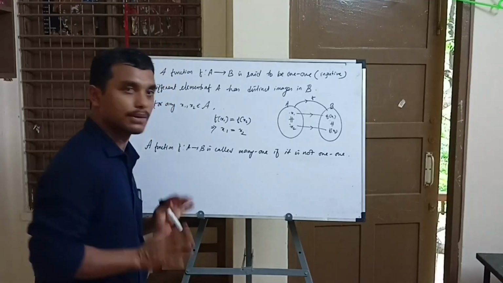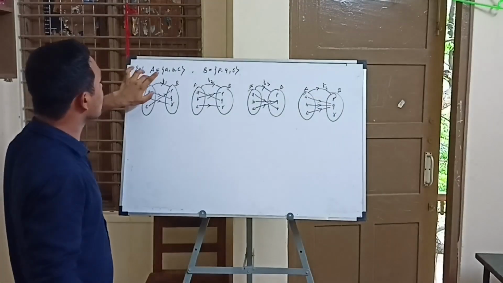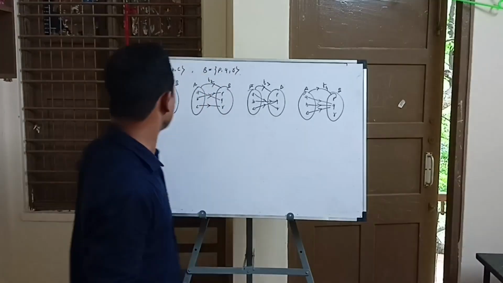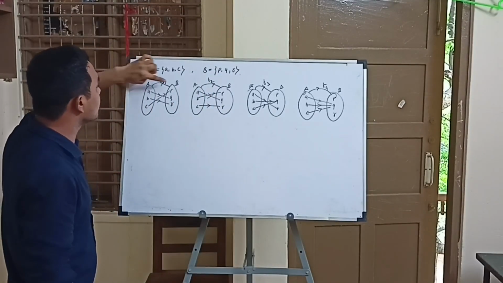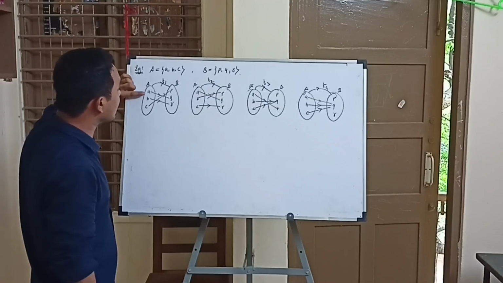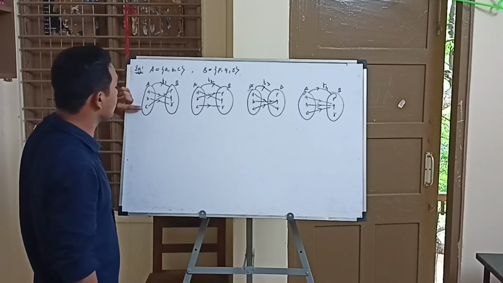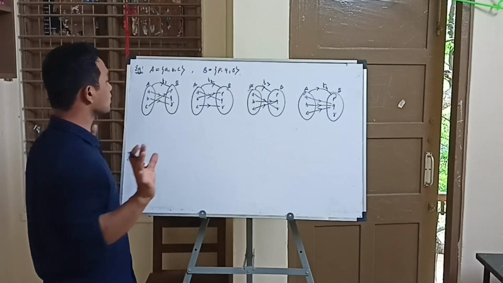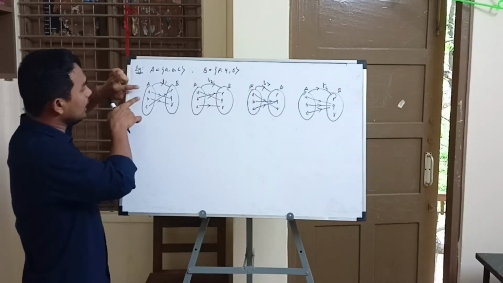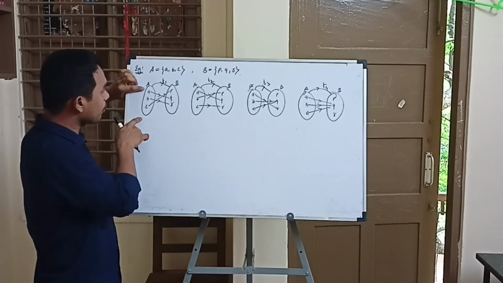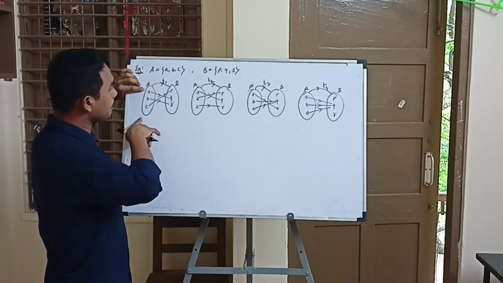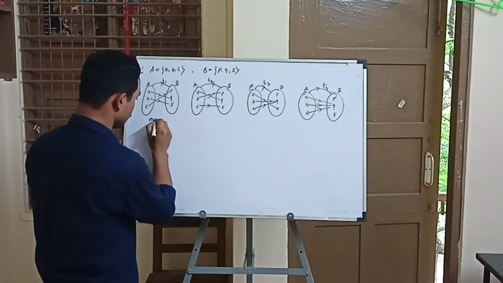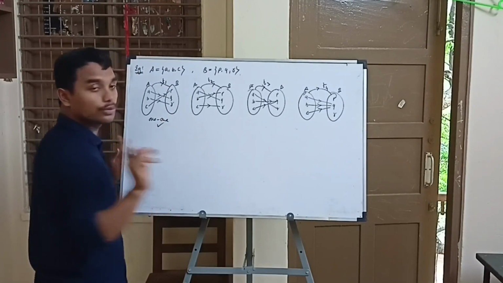Let me discuss some examples. A is a set with three elements a, b, c, and B is a set with three elements p, q, r. f1 is a map from A to B. The image of a is q, image of b is r, image of c is p. See, this f1 function is one-one because any distinct elements of A have distinct images in B. Correct? So this is one-one.